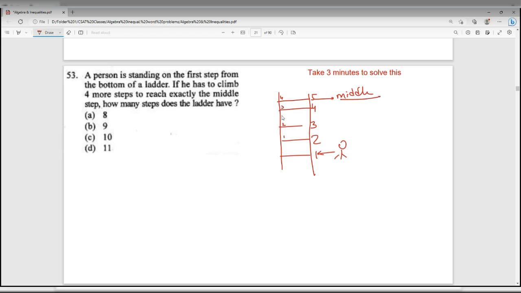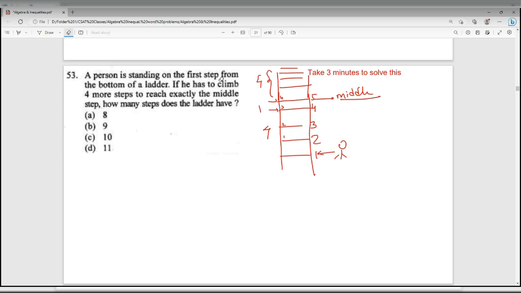So if 5 is the middle step, then the number of steps above this and the number of steps below this should be equal. So the number of steps below the 5th step is 1, 2, 3, and 4. So there are 4 steps here, and there will be 4 steps above as well, 1, 2, 3, and 4. And this is the middle step.